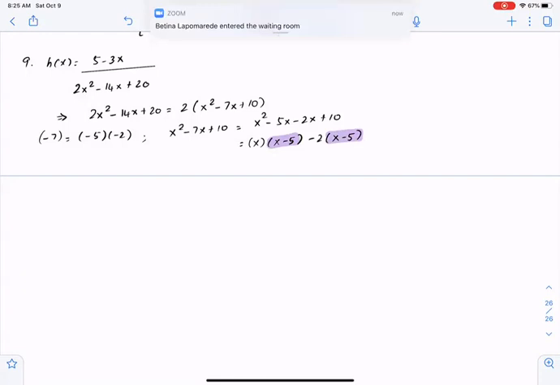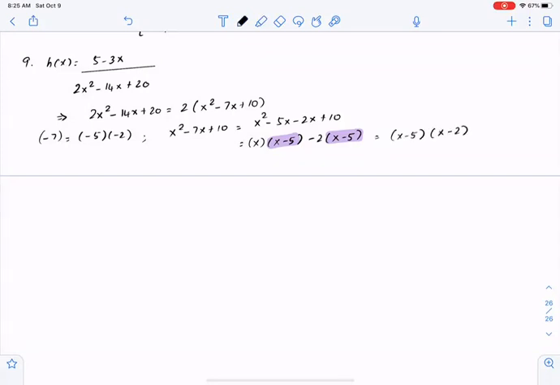I have a common term of x minus 5. If I pull that out, it will leave me with x minus 2. So I have factored the denominator polynomial. Since we are able to factor the denominator polynomial, things are going to get easier for us now.